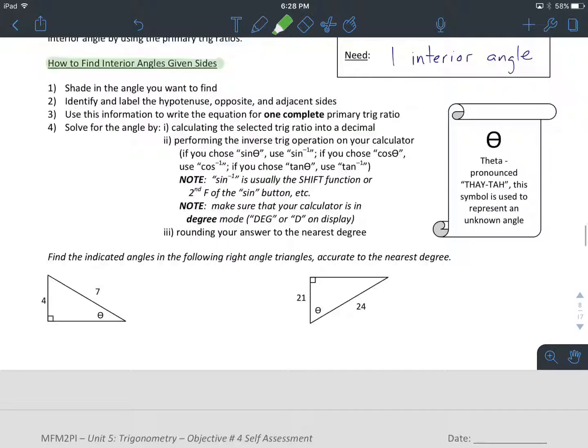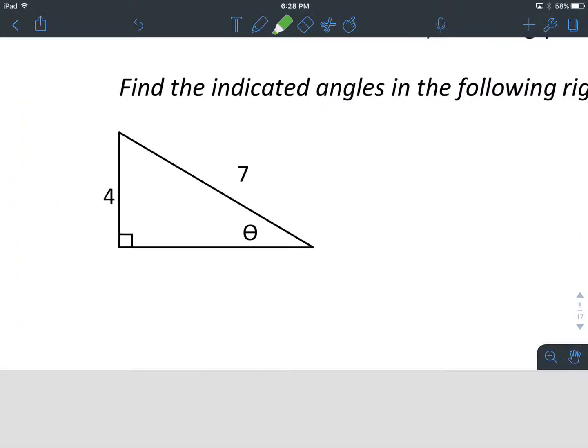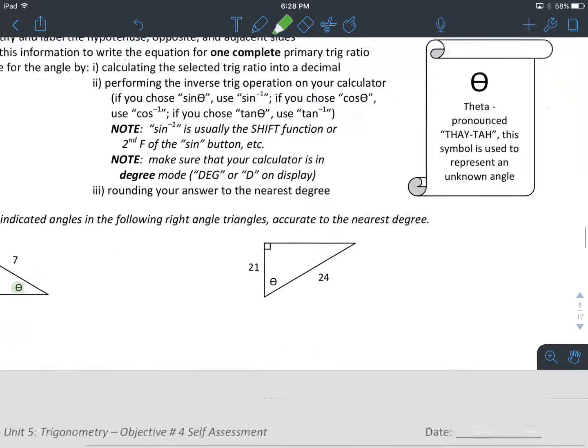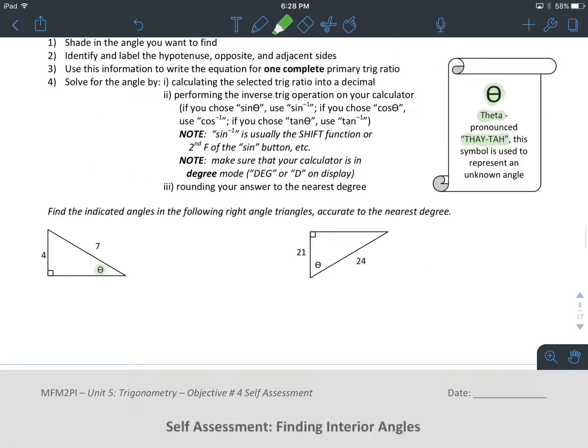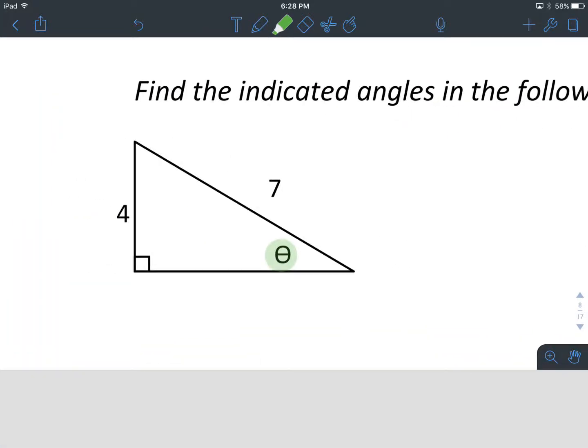Okay, so here we have a right angle triangle. We are given two sides and we want to find an angle. Now this symbol here is new to us. This angle is unknown, and that's a Greek symbol, pronounced theta. We often use that in math to represent unknown angles. We could just as easily use a letter, but this is a fairly common Greek symbol to use for missing angles, so that's what we're going to be using today. So we have angle theta that we are looking to find.